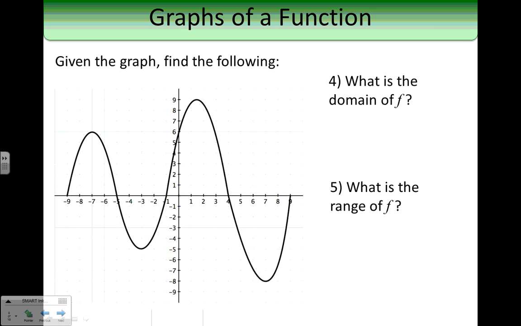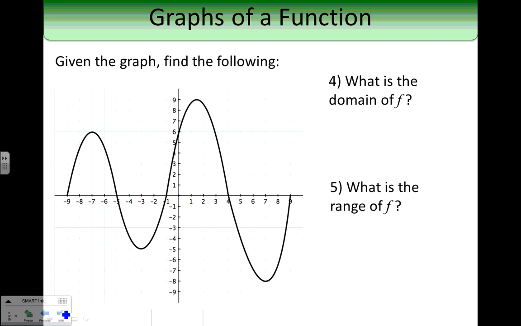Okay, let's talk about the domain. We have talked about domain a lot last class and in the last lesson. However, that was just with equations. So what about if we're just looking at a graph? Remember, the domain is the set of all x values for that function. Right now we're looking at a graph, and so you can just see, based on this graph, where the possible x values are.